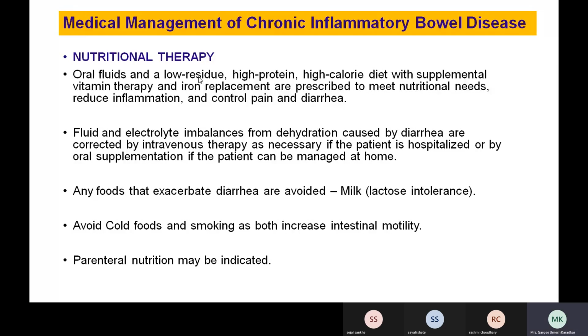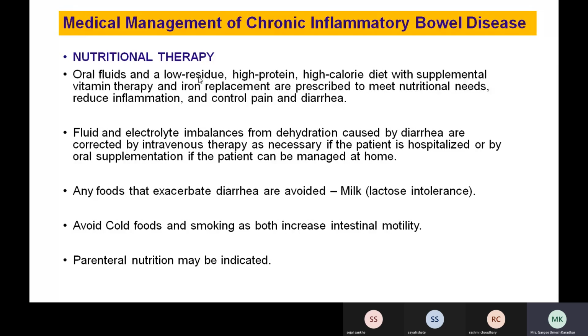Then, as we said, there is a loss of proteins, loss of albumin. So a high protein, high calorie diet has to be provided with supplemental vitamin therapy and iron replacement, which are prescribed to meet the nutritional needs, reduce the inflammation, and control the pain and diarrhea. So first and foremost, we have to take care of the diet.